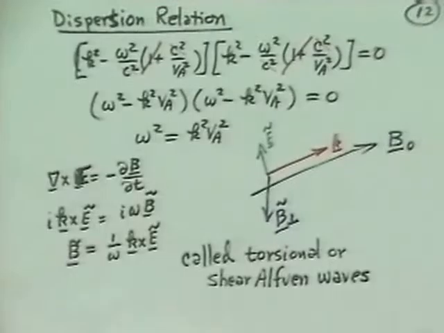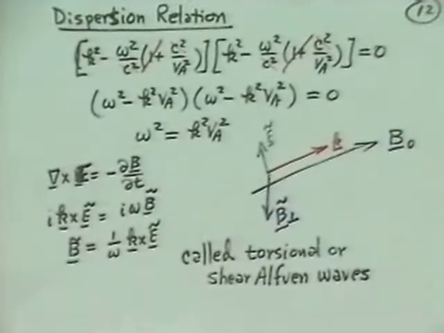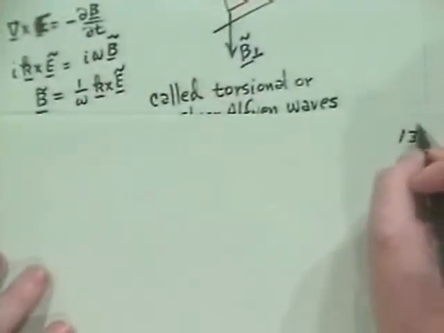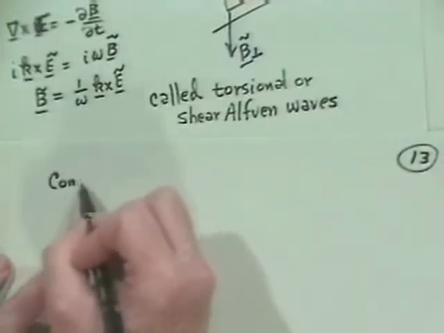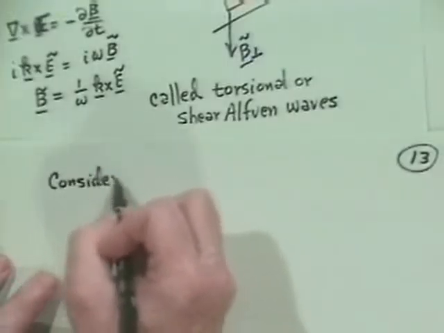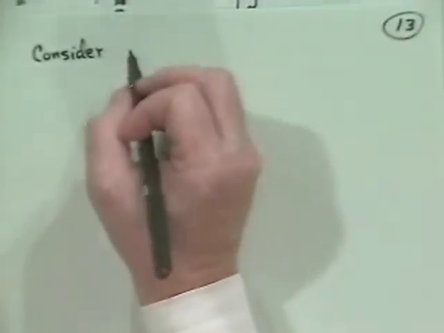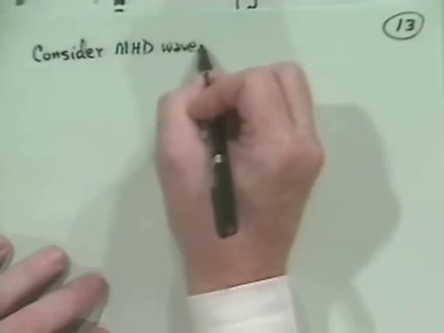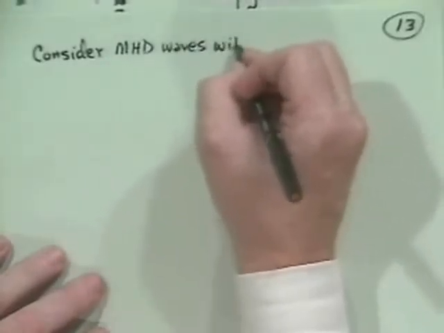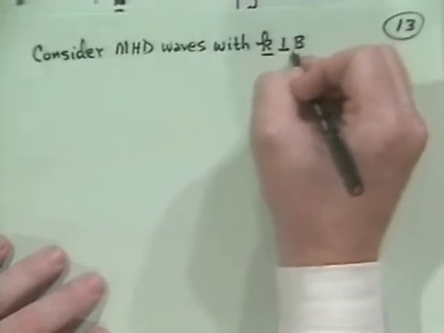Now, we can also have another class of waves, which I won't work out in detail. So we can also consider cases for which we consider MHD, magnetohydrodynamic waves, with K perpendicular to B naught.